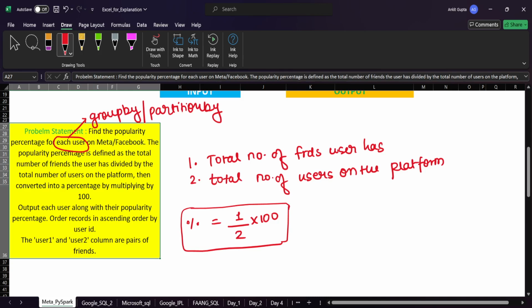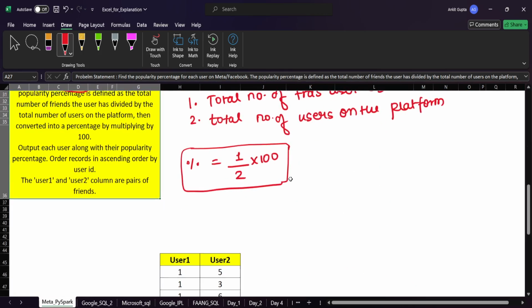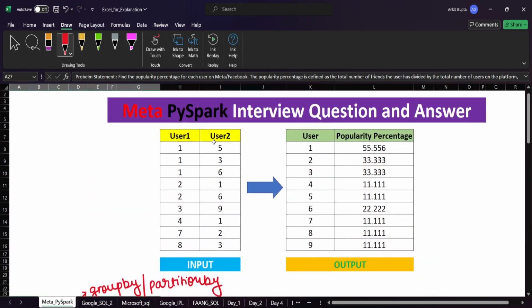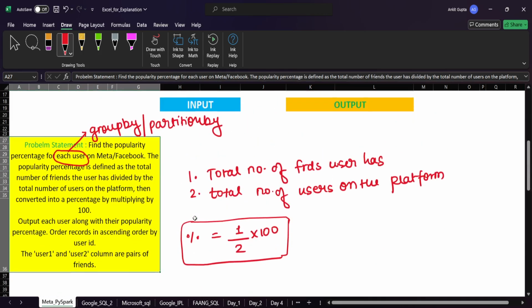Output each user along with their popularity percentage, ordered in ascending order by user ID. If you see in the output, this particular column is in ascending order. So this is the task. The user one and user two columns are pairs of friends. So these are pairs. It's like one is a friend of five, one is a friend of three also, one is a friend of six also, two is a friend of six, four is a friend of one, seven is a friend of two, and so forth. So this is the problem statement.